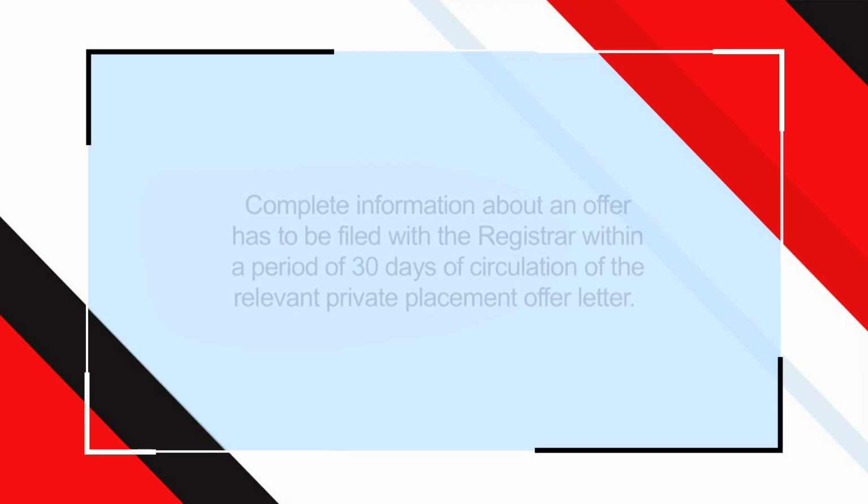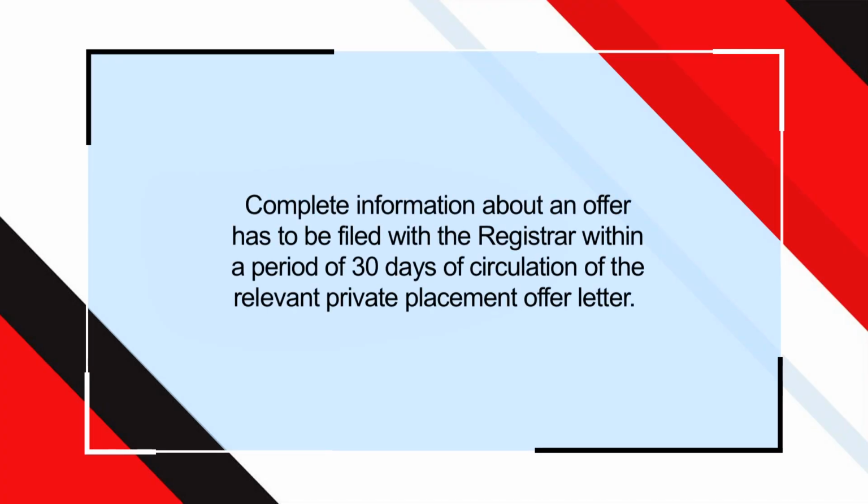Offers can be made only to persons whose names are recorded by the company prior to the offer. They should receive the offer by name. A complete record of such offers has to be kept by the company in a prescribed manner. Complete information about an offer has to be filed with the registrar within a period of 30 days of circulation of the relevant private placement offer letter.